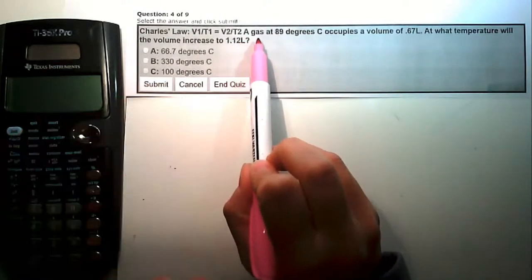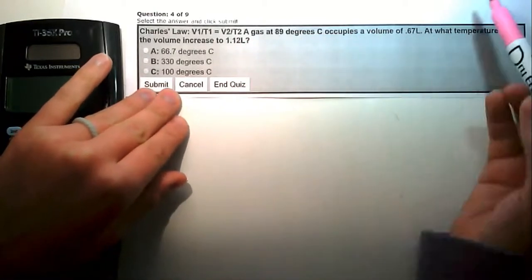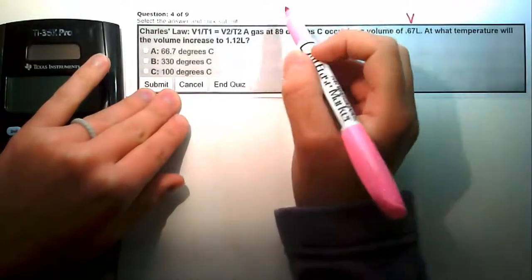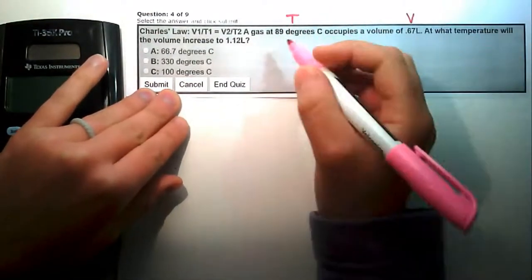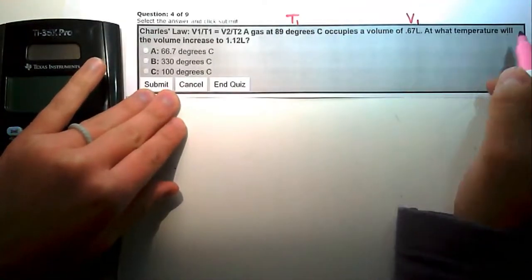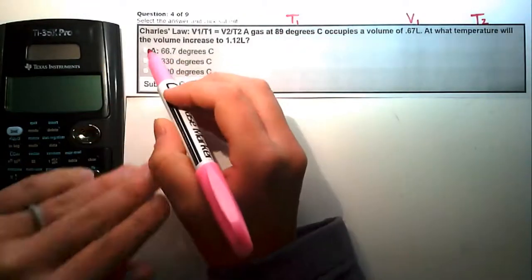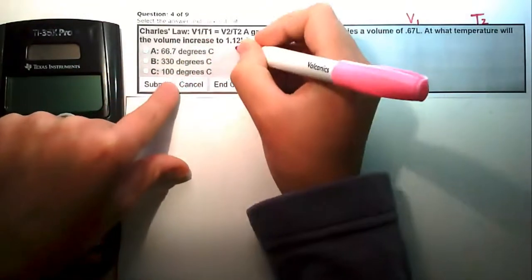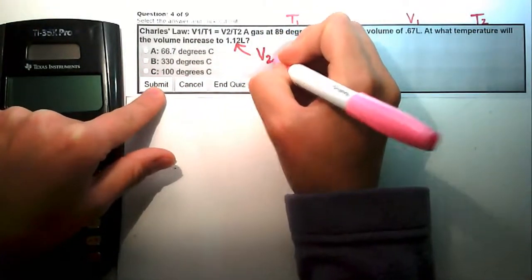It says a gas at 89 degrees Celsius occupies a volume of 0.67 liters. So we have a volume and a temperature, and these are our initial temperature and volume, our ones. At what temperature, we're looking for a second temperature, a T2, will the volume increase to 1.12 liters? So this is a second volume, our V2 value.